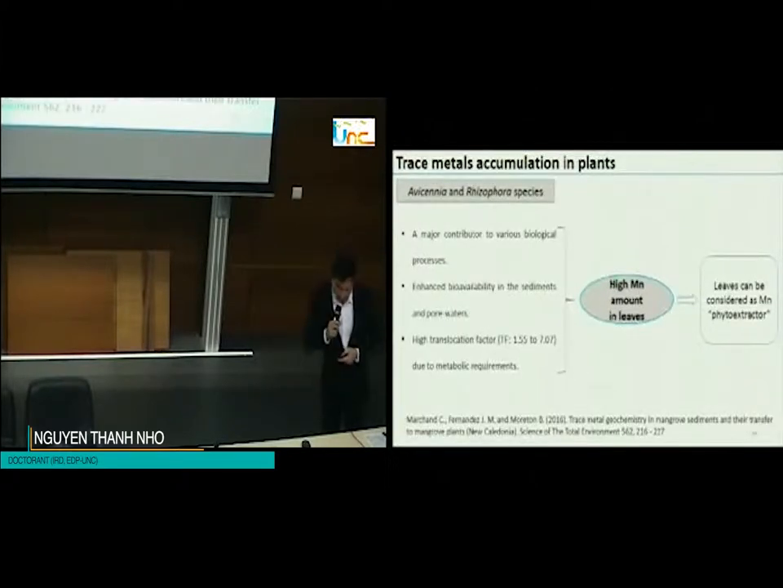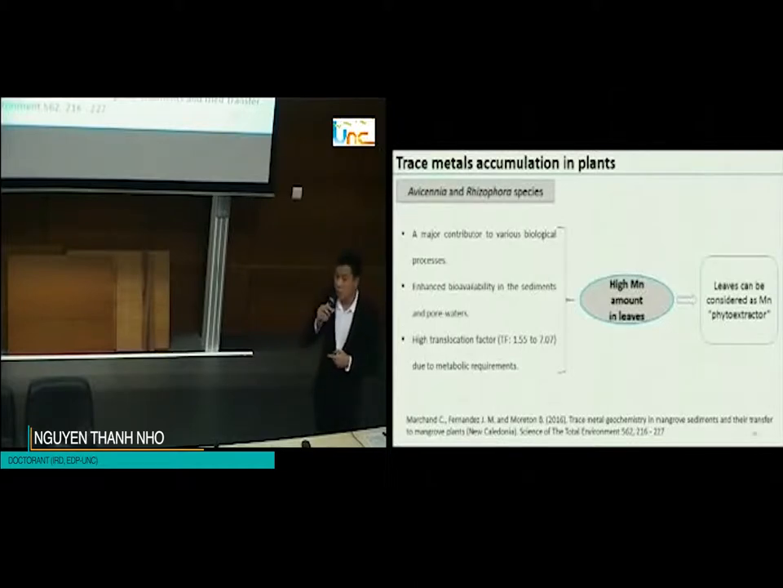For manganese, whatever the plant species, manganese was the second most abundant element in the plant tissue, and in contrast to iron, manganese dominated in the leaves. We suggest that the enhanced bioavailability of manganese in the sediment and pore water was responsible for the elevated concentration of manganese in the plant tissue.